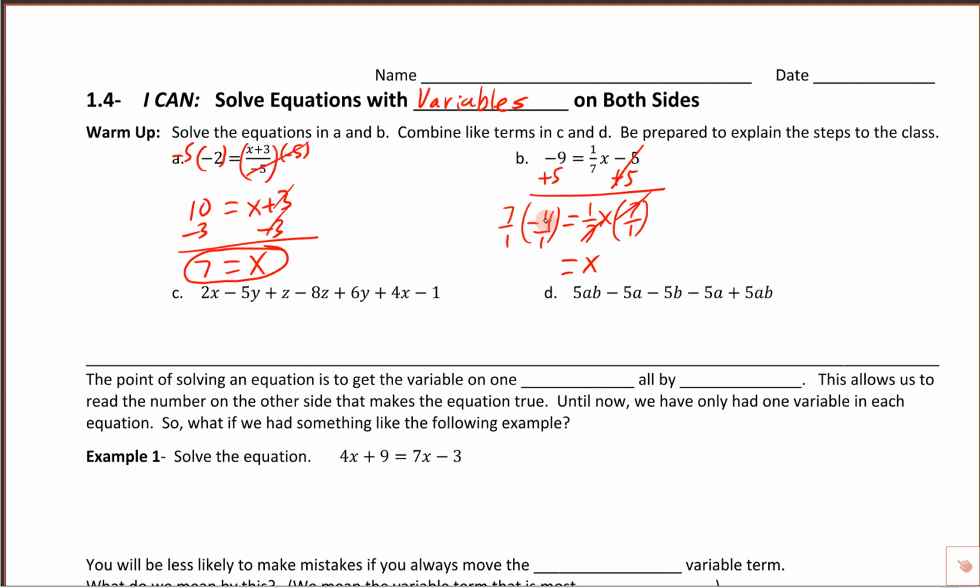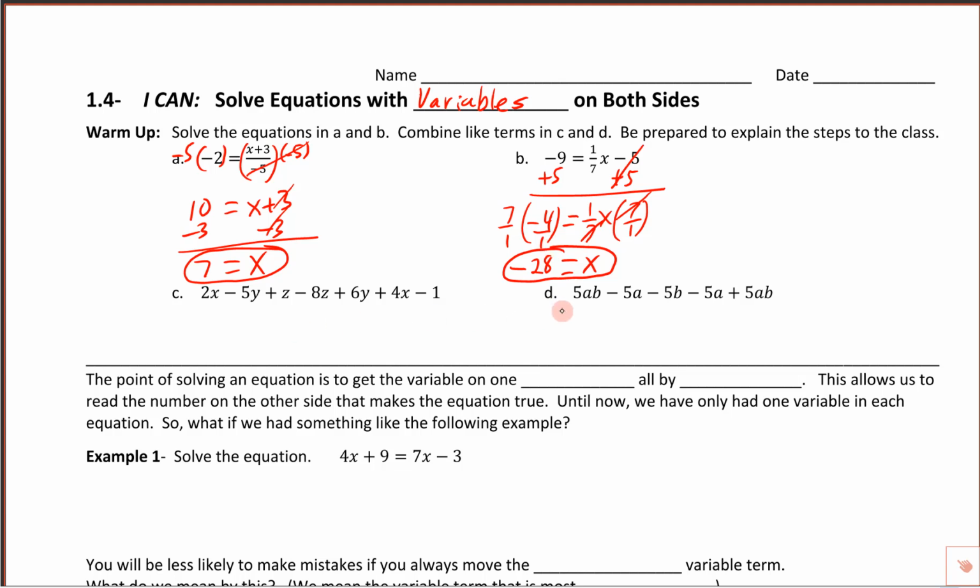7 over 1 times -4 over 1, those are both just whole numbers, so it's a little bit extra that we wrote this 1 in the denominator of each one of these. But when we multiply a positive times a negative, we end up with a negative. 7 times 4 is 28, and then on the bottom, if we did multiply those, we'd have 1 times 1, which would be 1. -28 over 1, or -28 divided by 1, is still going to be -28. So we've got our answer right there.